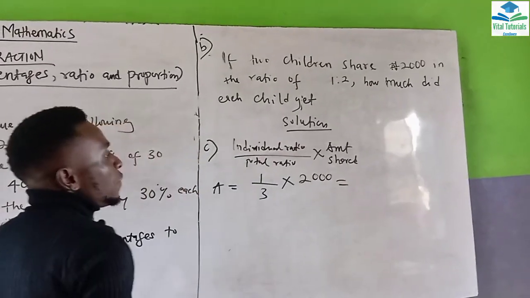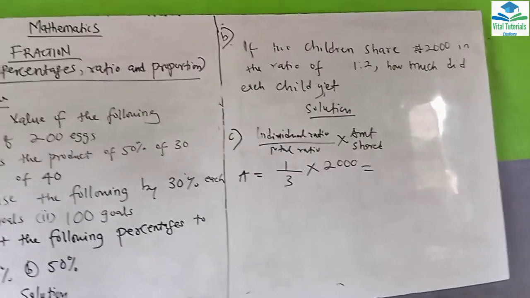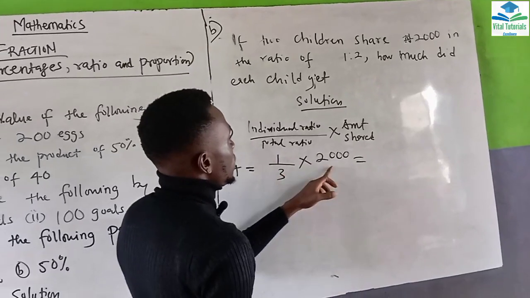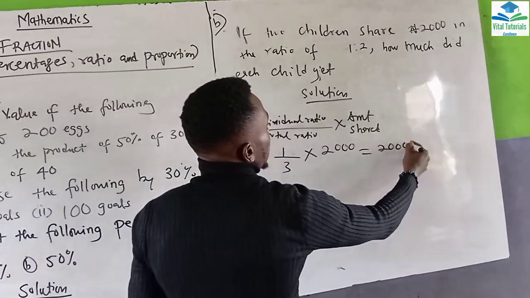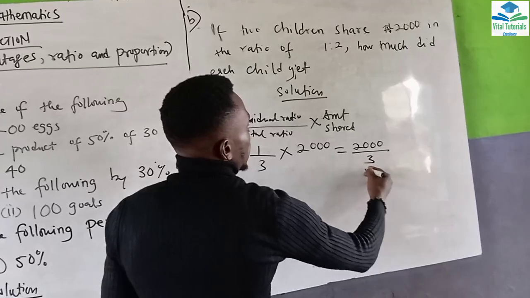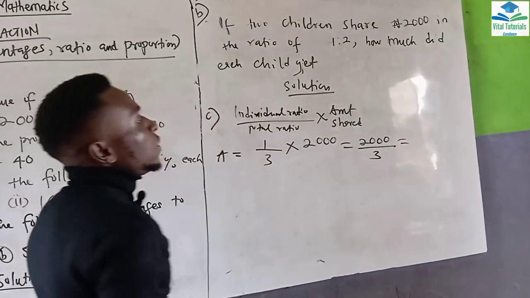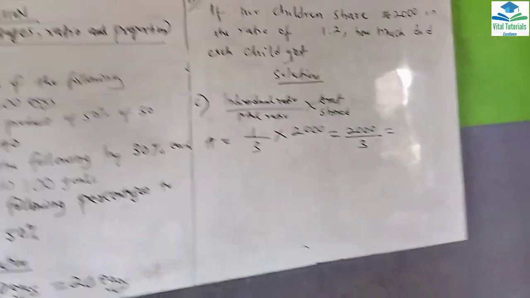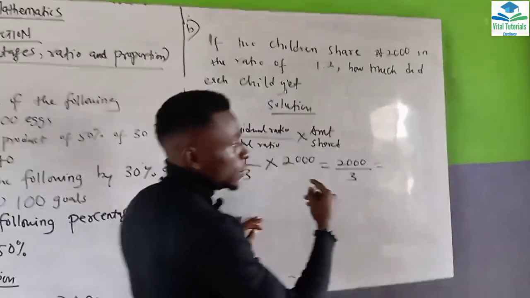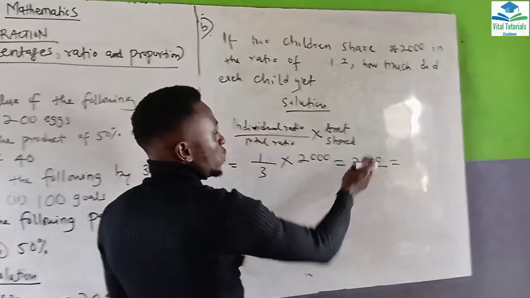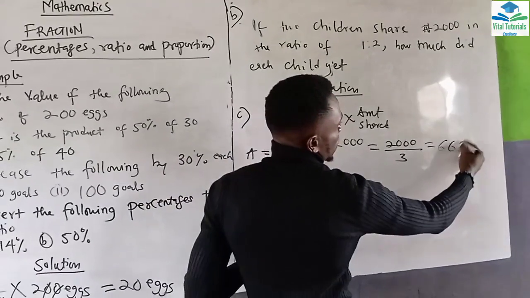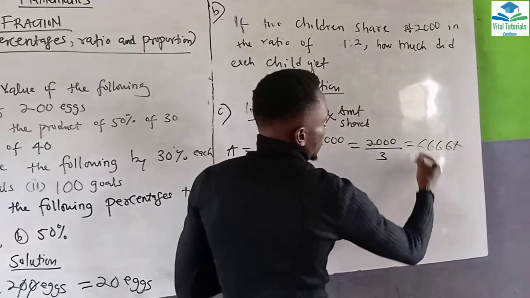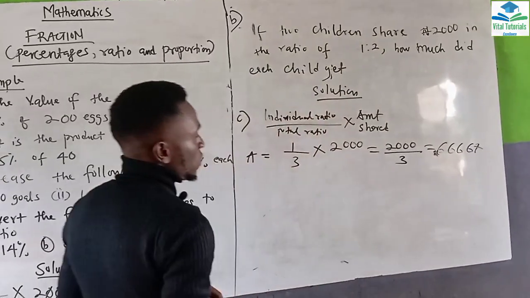Therefore, for you to find the amount that this first person got, 1 times this 2,000 over 3. If you say 2,000 over 3, now 2,000 divided by 3 is 666.6, you understand, approximately 667 naira. And this is what one person got.